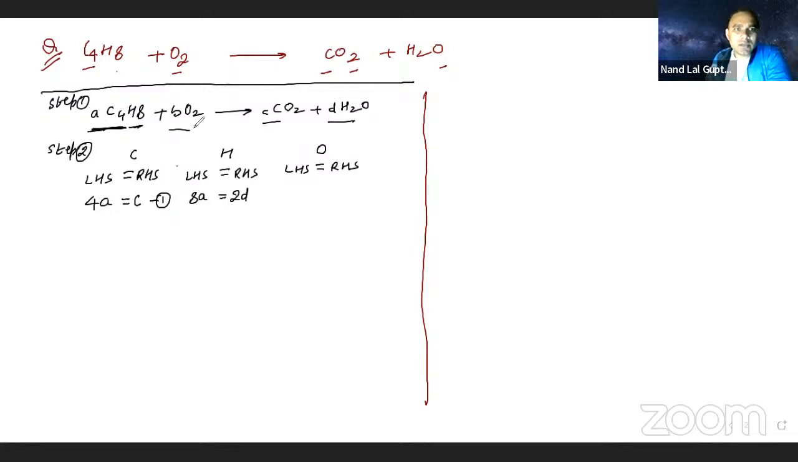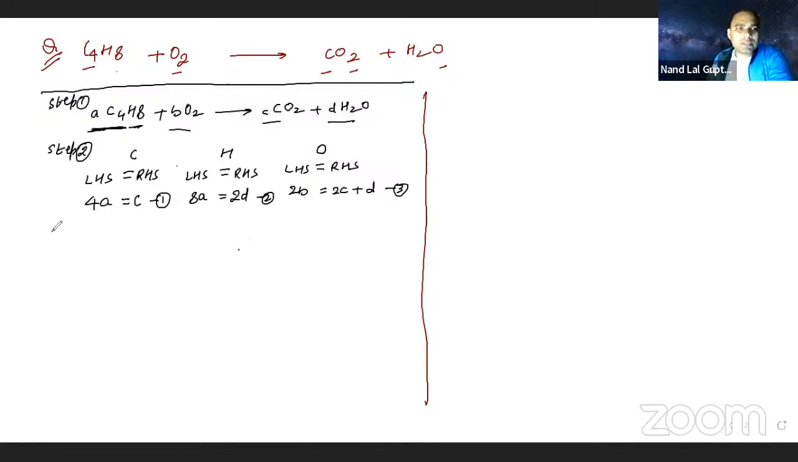Oxygen, you see students, 2 oxygens multiplied by B, this is 2B, equal to, here oxygen, you see students, how many are there? That is 2C, 2 oxygens multiplied by C, 2C, plus here 1 oxygen multiplied by D, that is 1D. So these are equation number 1, equation number 2 and equation number 3.